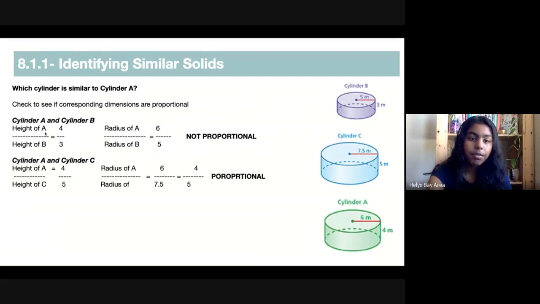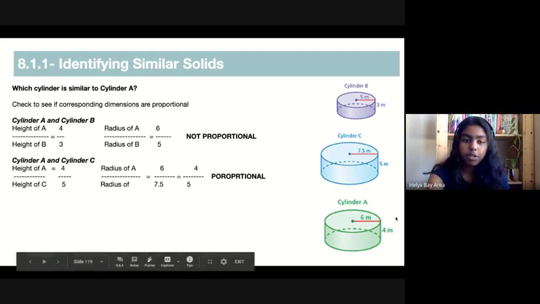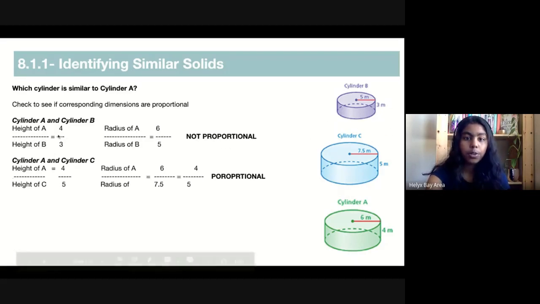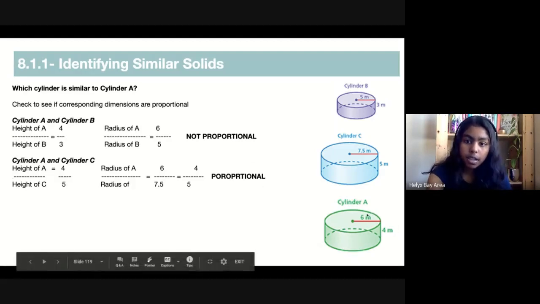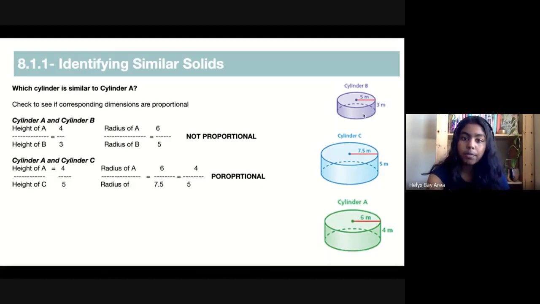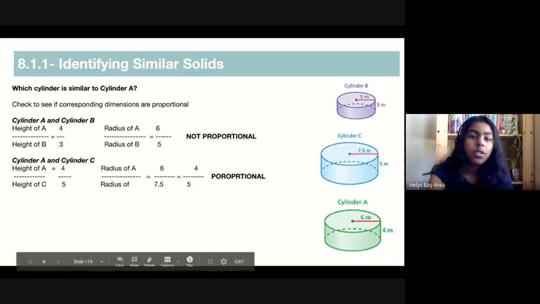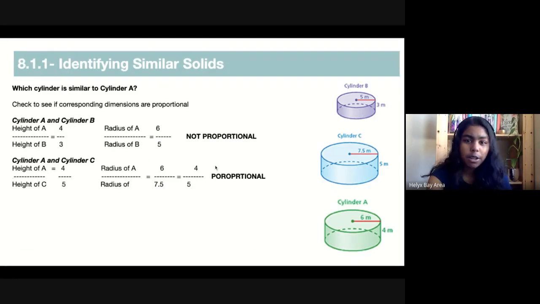So the height of A would be 4, and we find that from the picture here. And the height of cylinder B is 3, so that's 4/3. And the radius of cylinder A is 6, and the radius of cylinder B is 5. So these are not proportional, as we can tell, because they don't equal each other.